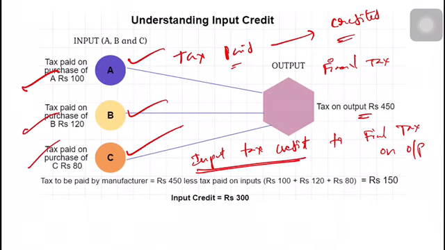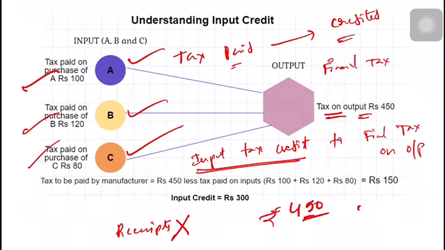But when is this shown? When you show the receipts and invoice. If you don't show the receipts, then the manufacturer has to pay 450 rupees as tax. If you show the receipts here, then that input tax will be credited to your account. Your account, in the sense that while you are paying the taxes, that is your GST account.